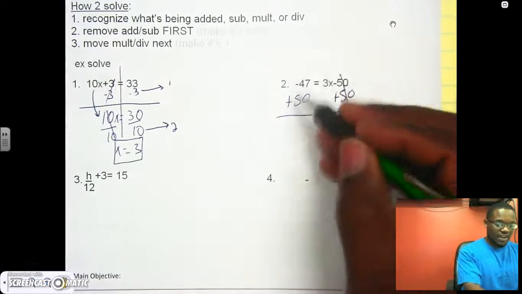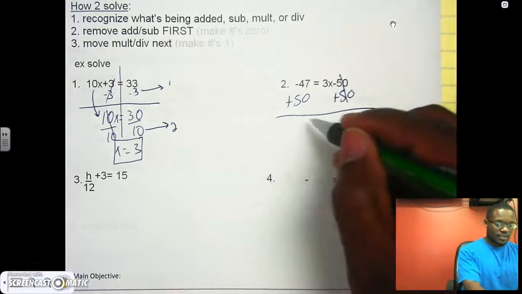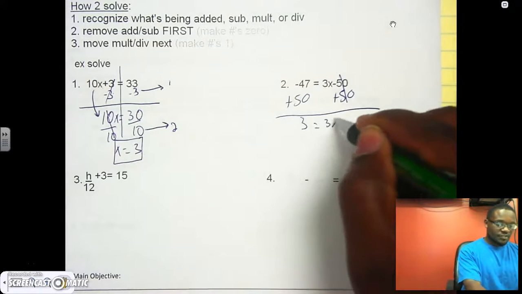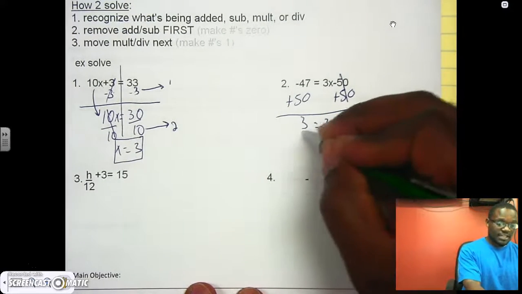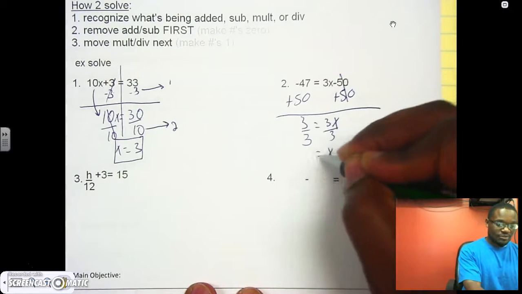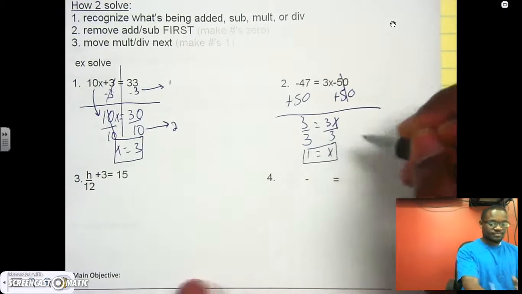So you don't just go find the first number and do the opposite. Nope. What you do is you look for what's being added or subtracted on the side that the variable is on. Then I divide both sides by 3, and I get x equals 1, or 1 equals x.